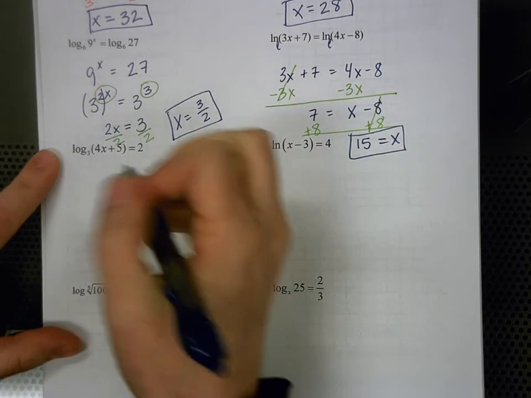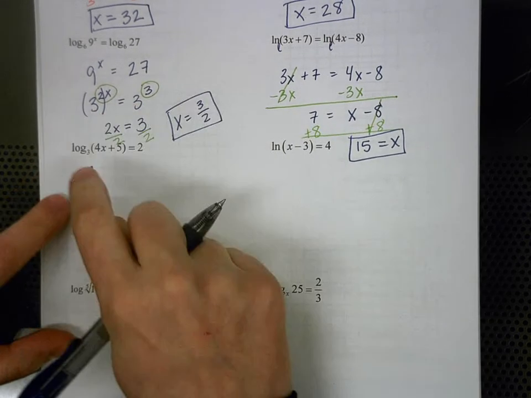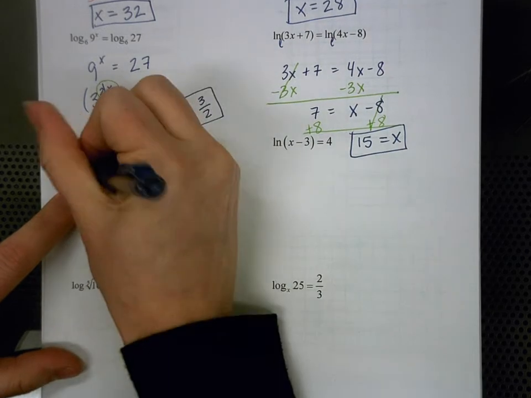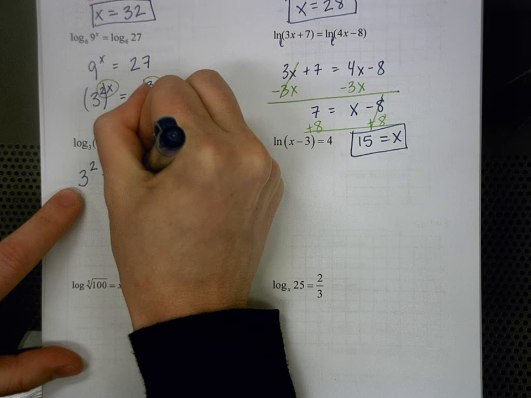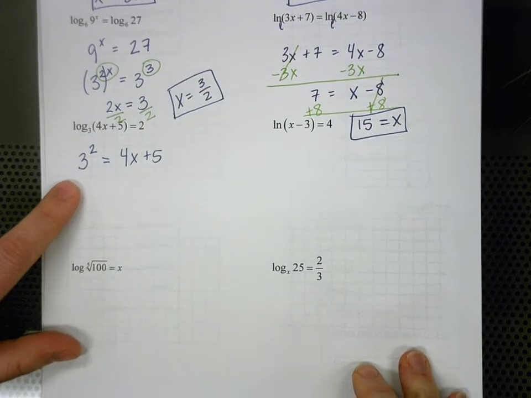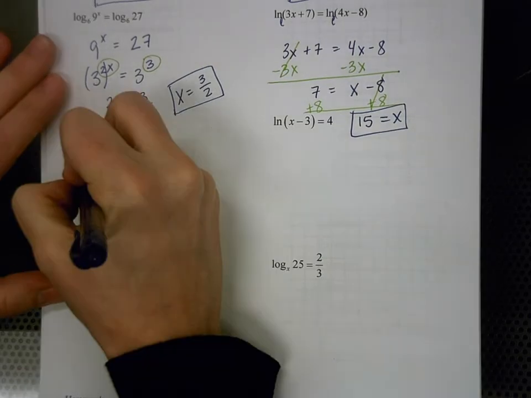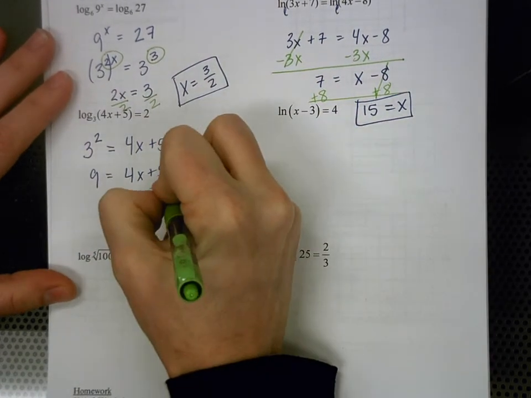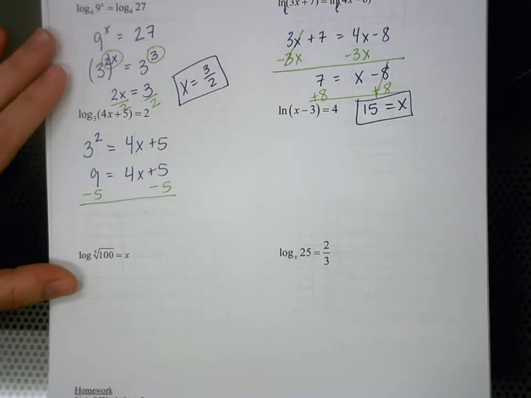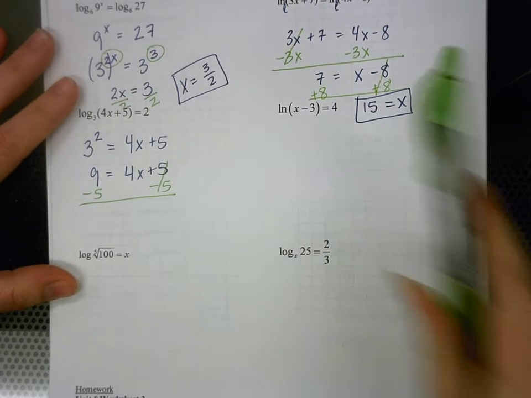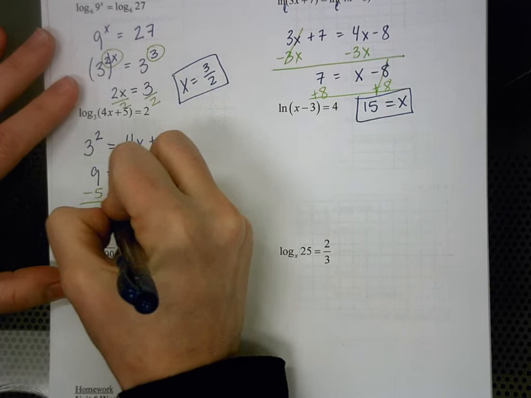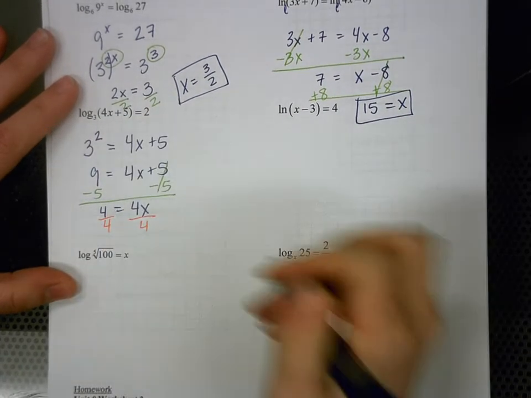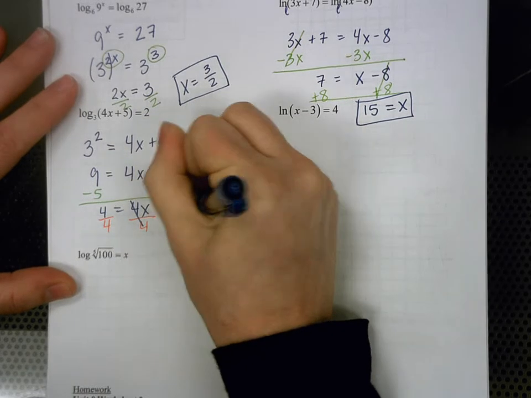So we're going to change this to exponential form. Your base raised to your exponent equals 4x plus 5. All right, what is 3 squared? 9. How do I solve for x? If you said subtract 5 and then divide by 4, you are correct. 9 minus 5 is 4. So when we divide by 4, 4 divided by 4 is 1. We get x equals 1.